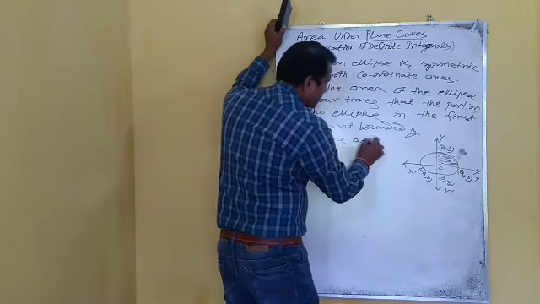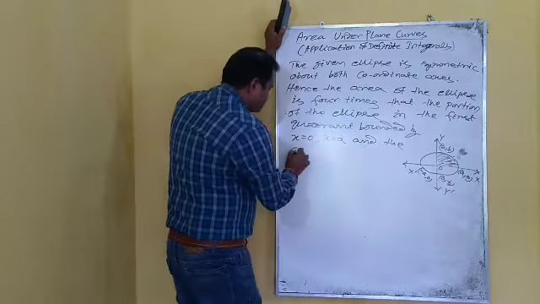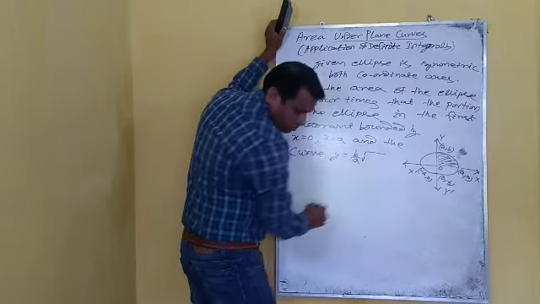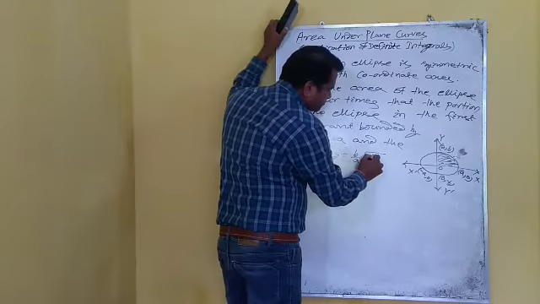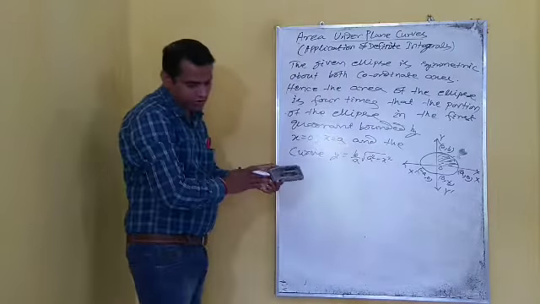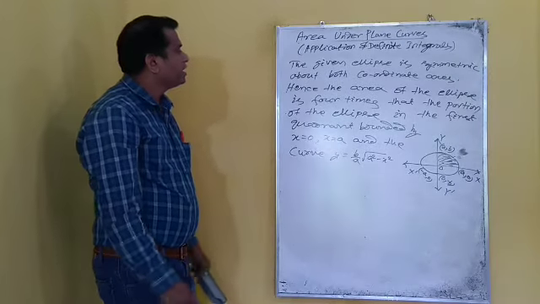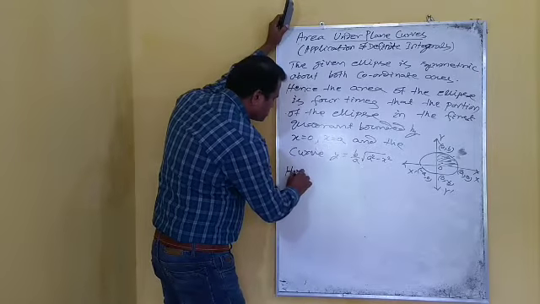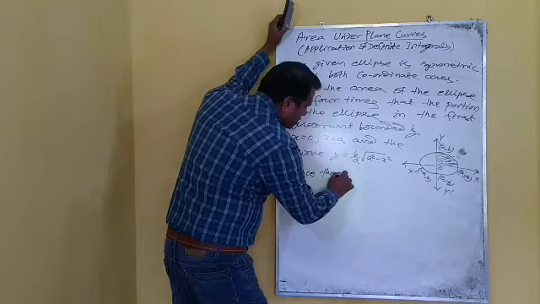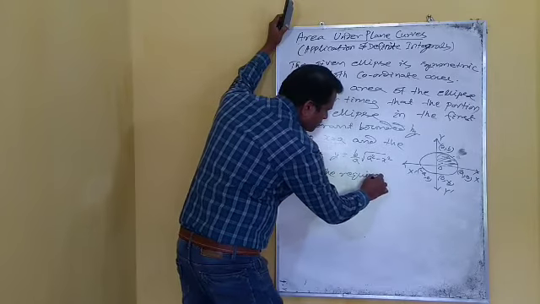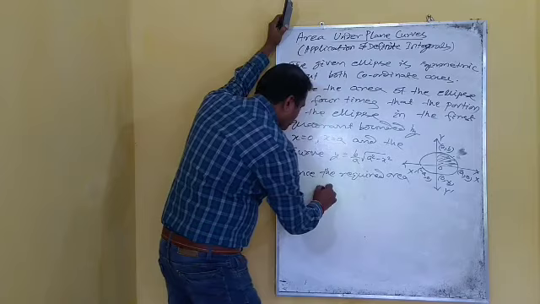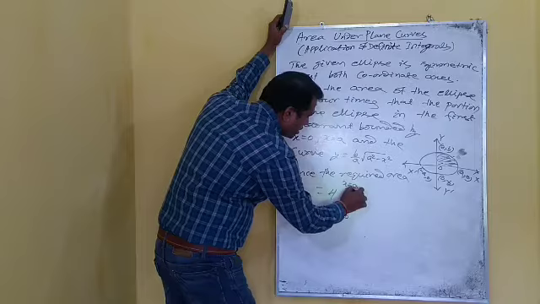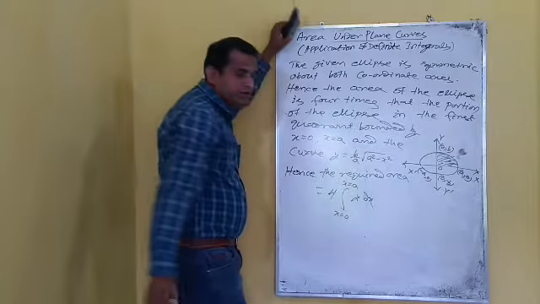The curve y is equal to b by a root over of a square minus x square. Hence the required area is 4 times the integral from x is equal to 0 to x is equal to a of y dx along the x-axis.